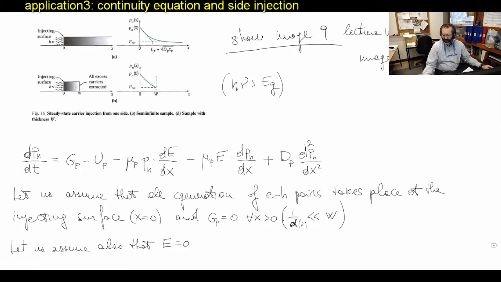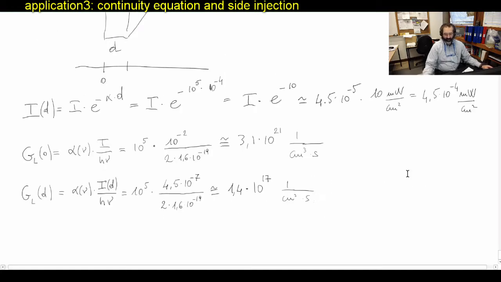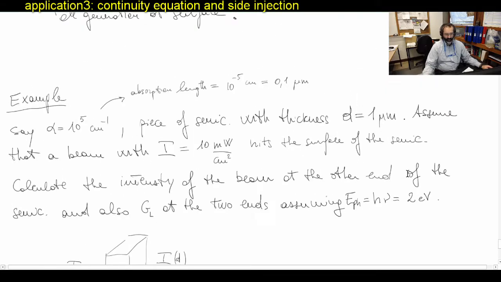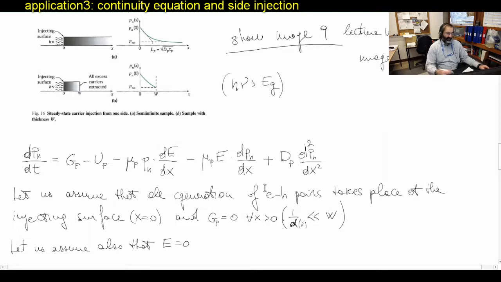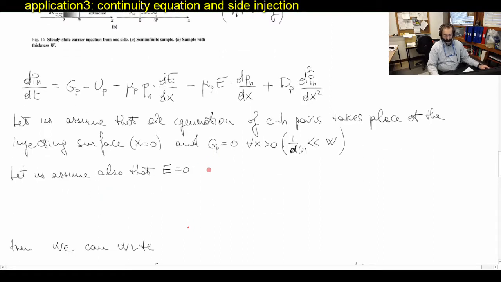Okay, if we go back to what we were saying when we discussed the generation via light absorption, this is exactly the case that we discussed as alpha large. Imagine alpha is very, very large, then G is different from 0 effectively only near the surface, and is 0 everywhere else, because the photons have now all been absorbed. So this is the simplified condition we are assuming here. G is different from 0 only at the surface, and is effectively 0 elsewhere.